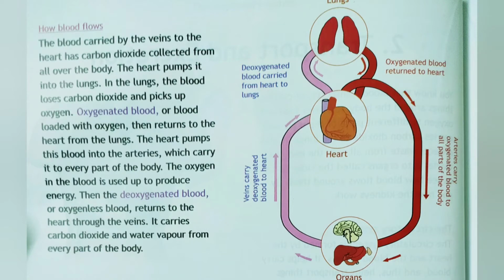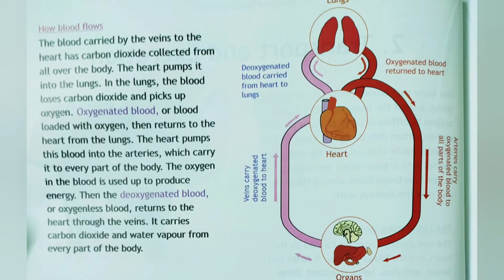Now let's revise how blood flows in our body. And this question is very important from your exam point of view. So you must know how blood flows throughout our body. So I am reading to you the first line. The blood carried by the veins to the heart has carbon dioxide collected from all over the body. It means the blood carried by the veins has lots of carbon dioxide, and it is collected from all different parts of the body.